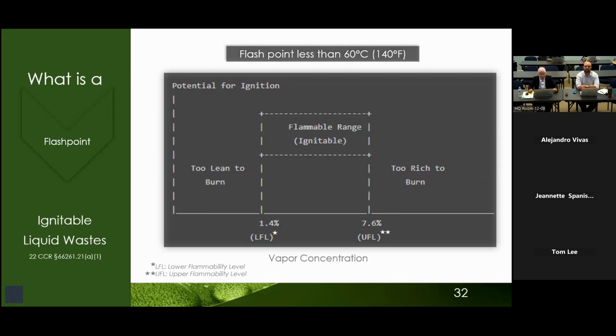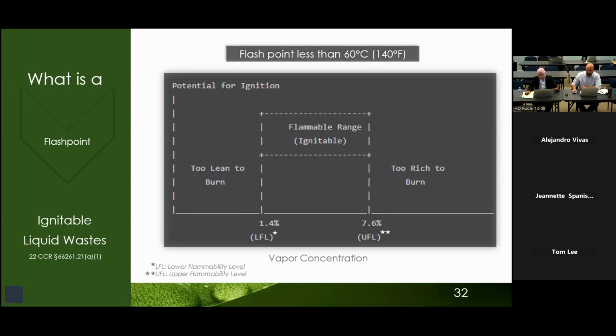This is an example to show how the vapor concentration works pertaining to flash point. When we say a liquid waste has a flash point below 60 degrees Celsius or 140 degrees Fahrenheit, it means that once this liquid waste reaches that temperature, it can vaporize enough to enter this flammable range and potentially ignite. To sum up, if a liquid waste has a flash point below the regulatory limit, it's considered ignitable because it can easily reach this flammable range and pose a fire risk.